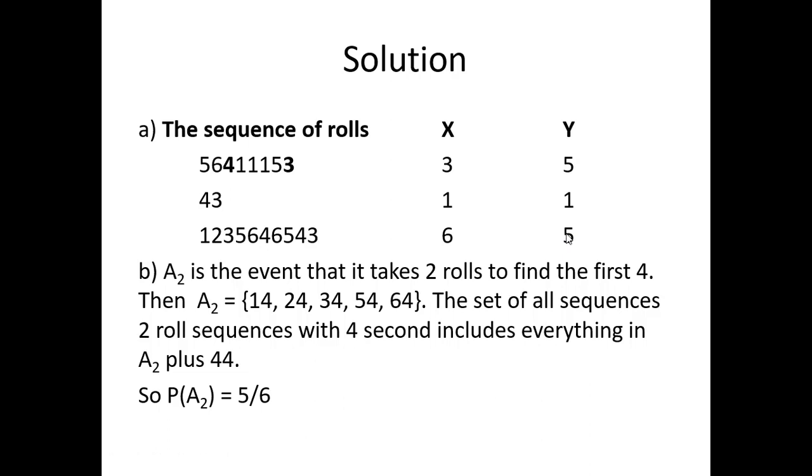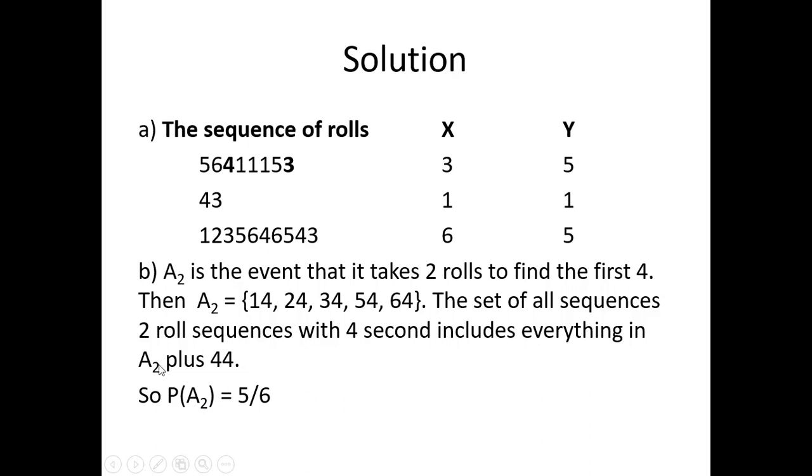Okay, now, next we want to find the probability of A2. So remember, A2 is the event that it takes 2 rolls to find the first 4. So what's in A2? Let's just try to list the elements. We could have 1,4; 2,4; 3,4; 5,4; and 6,4. So we have five values. And the set of all 2-roll sequences with a 4 in the second place includes everything in A2 plus 4,4.